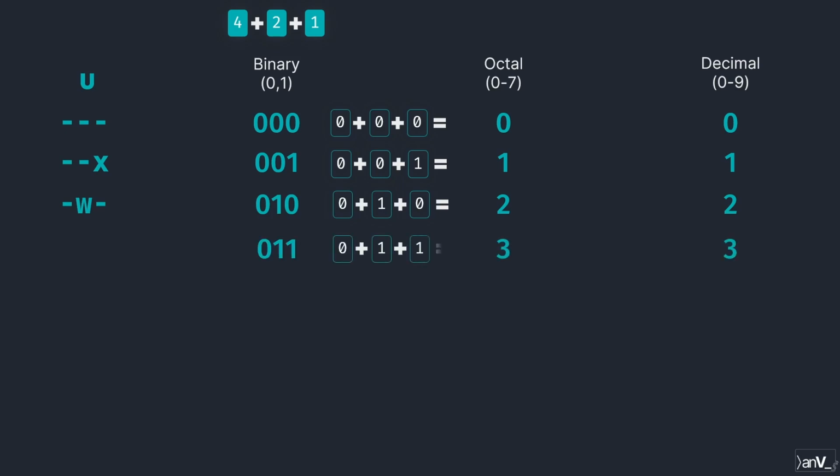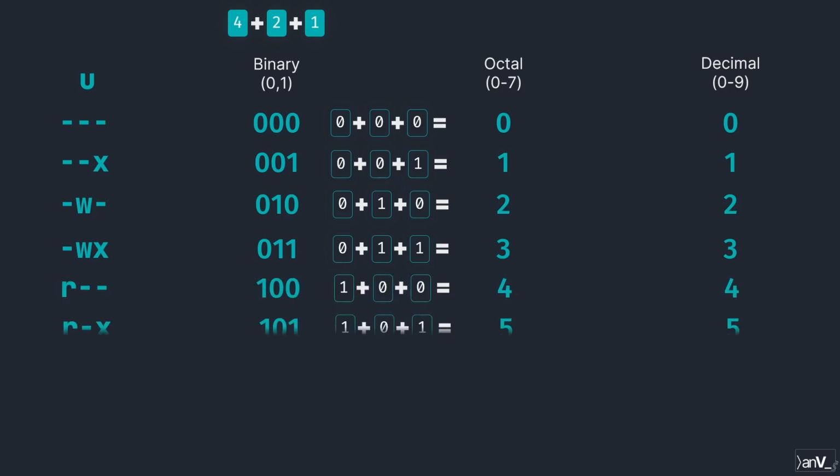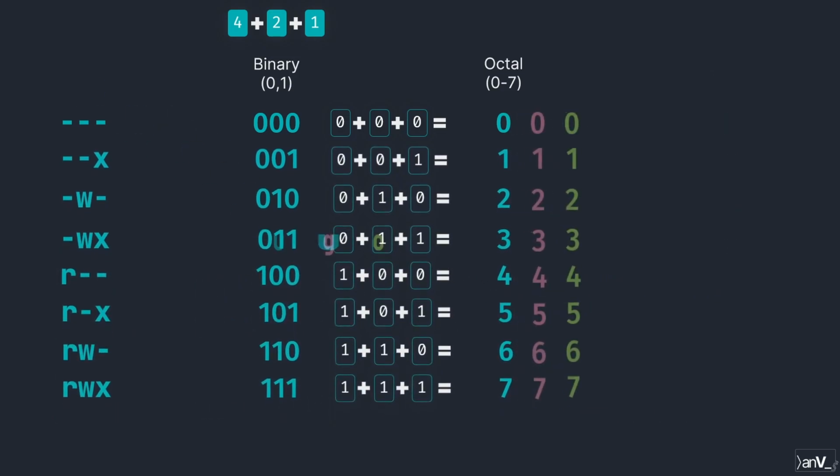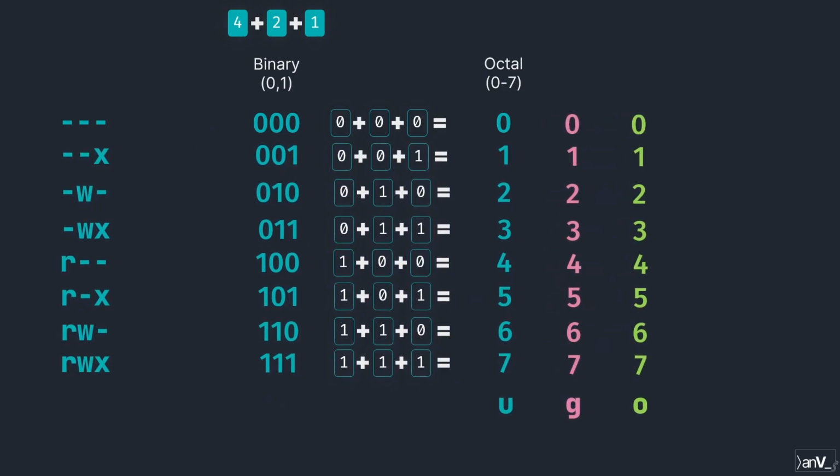Our binary 3, 011 converts to dash wx. If we do all the conversions, we get up to 111, that is full permissions rwx, and it is equivalent to 4 plus 2 plus 1, that is equal to 7, either in the decimal or octal system. Since we need only 0 to 7 digits, we can use the octal system. So 1 digit for 3 permissions of the user. If we add the other 2 sets, we get our 3-digit representations.